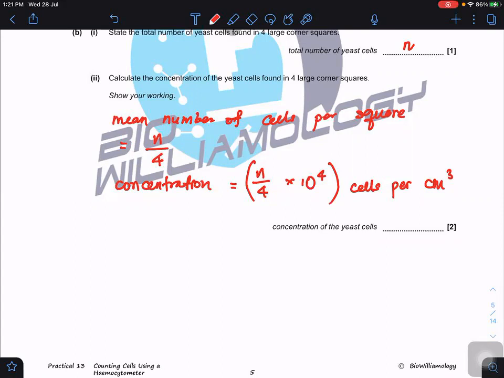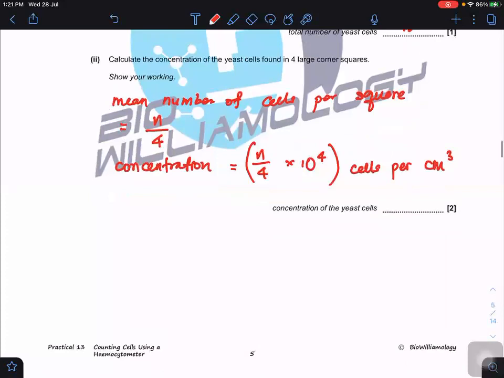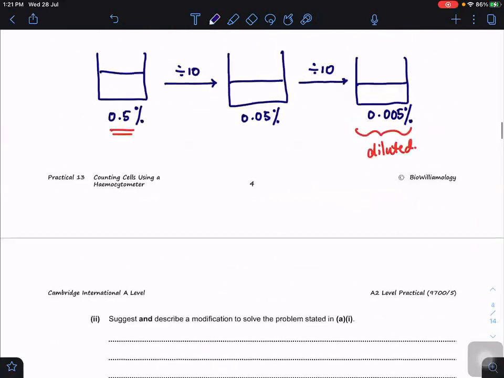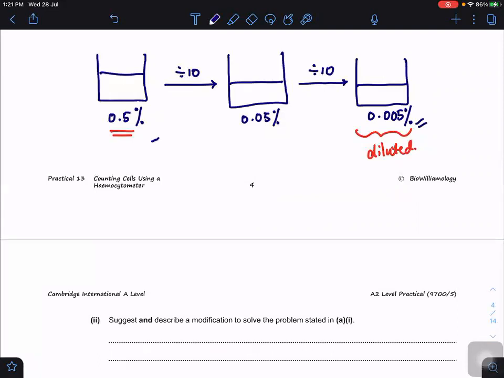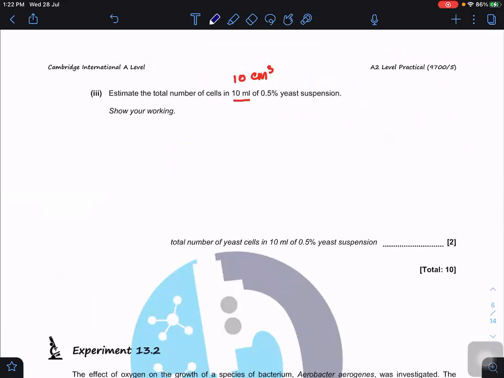Okay, so next. We want to estimate the total number of cells in 10 ml, which means 10 cm cube. Whatever I calculate here, the concentration actually refers to the diluted sample, because I have done the dilutions, right? So it's 0.005%. If I want to make it into 0.5%, I have to multiply by 100, correct or not? So what is the concentration of cells in the 0.5% yeast suspension?